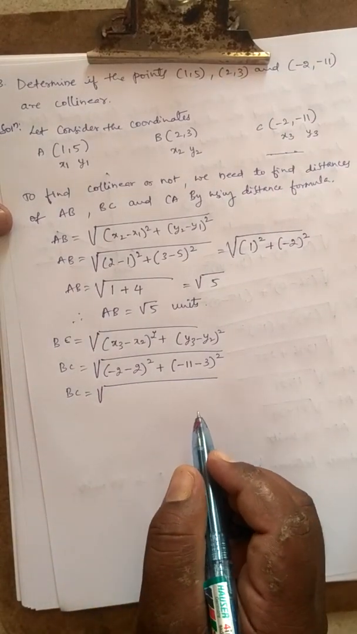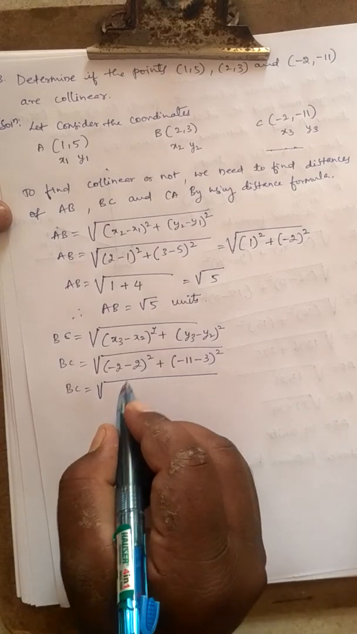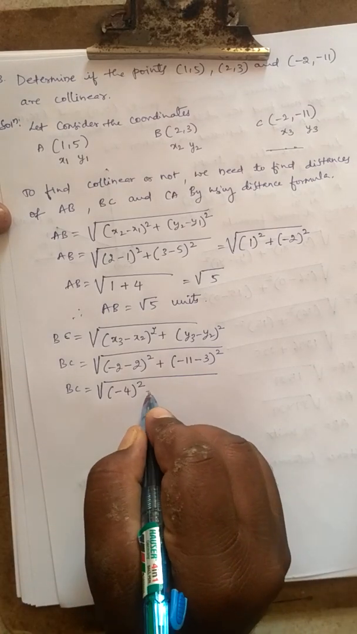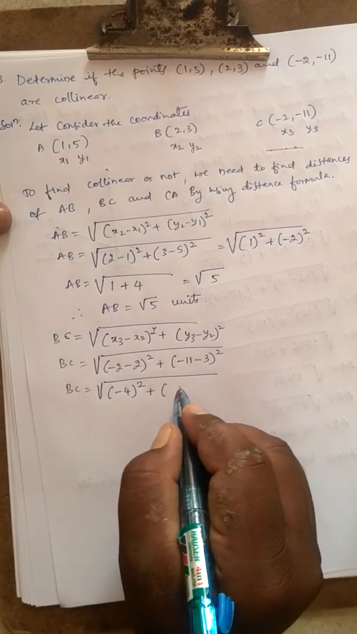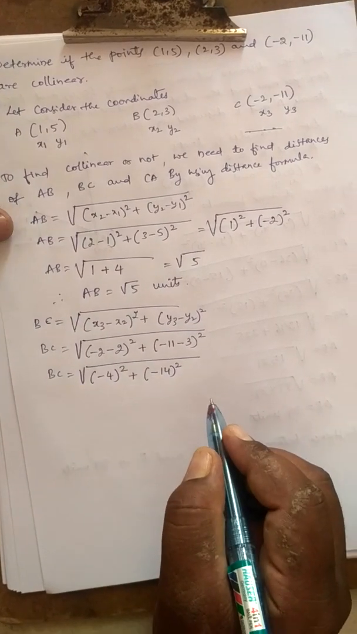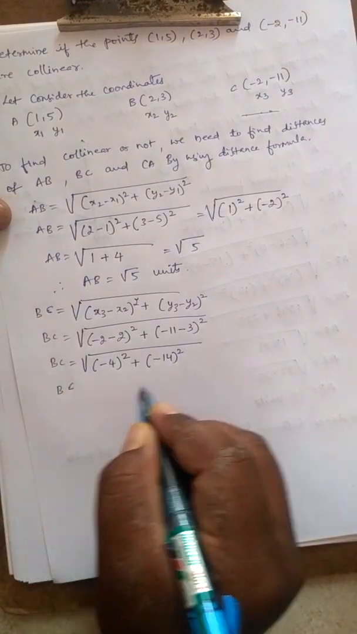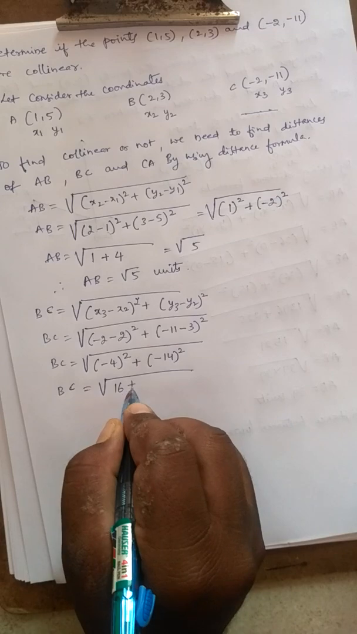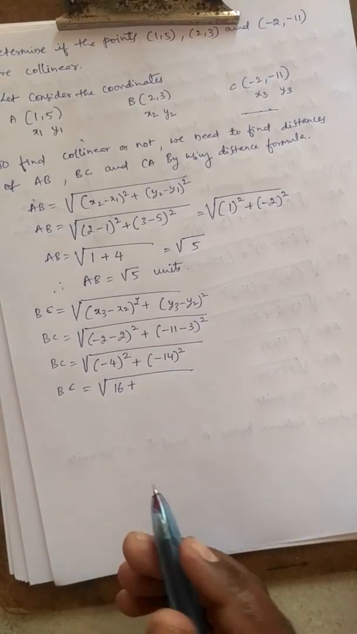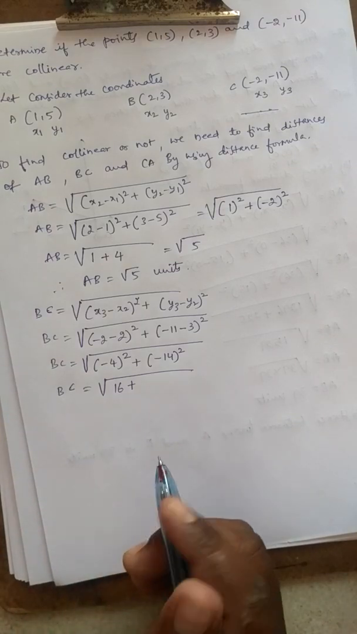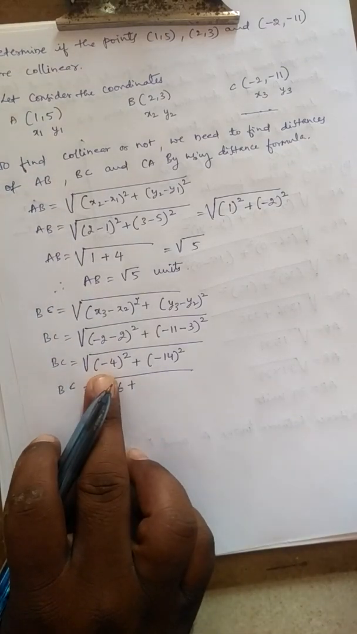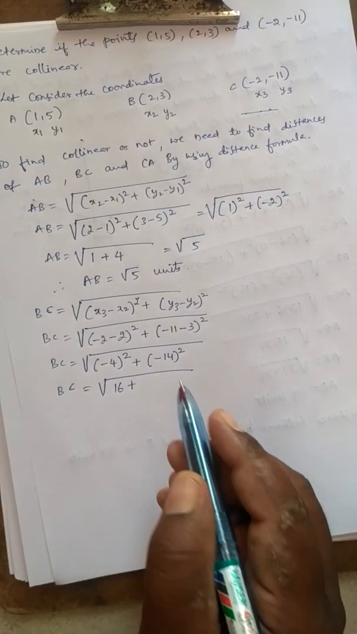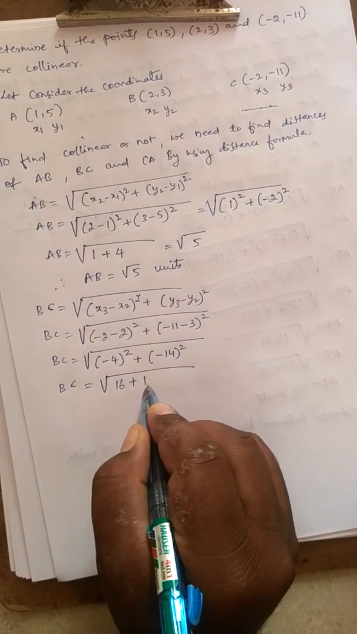Here we have to simplify the values inside the bracket. So minus 2 minus 2 is minus 4. Minus 4 whole square we have to write as it is, plus minus 11 minus 3 is minus 14, whole square. So now BC is equal to under root. Here 4 square value is 16 plus minus 14. If you take the square of any negative number, it will be positive only. I have already said this many times. So minus 4 square is plus 16 and minus 14 square is the same as 14 square, that is 196.